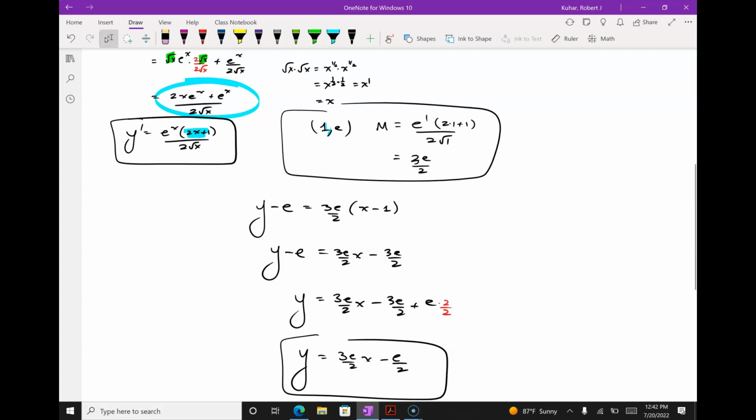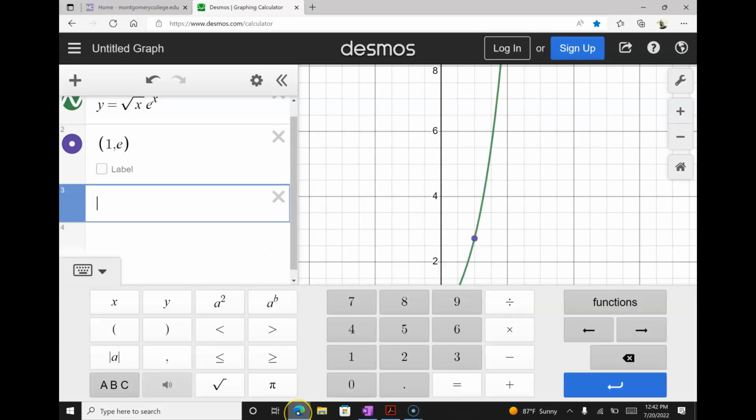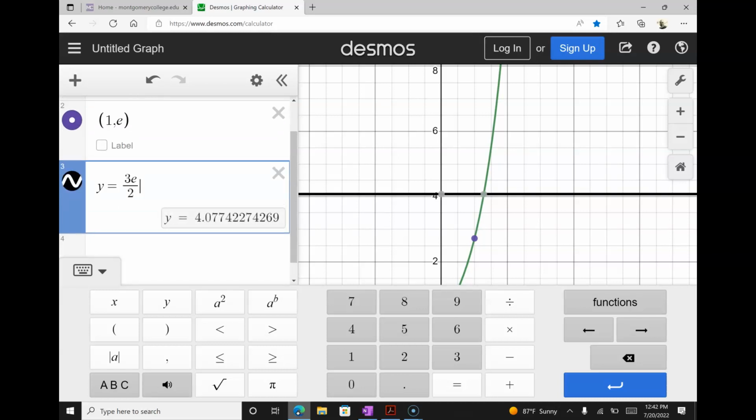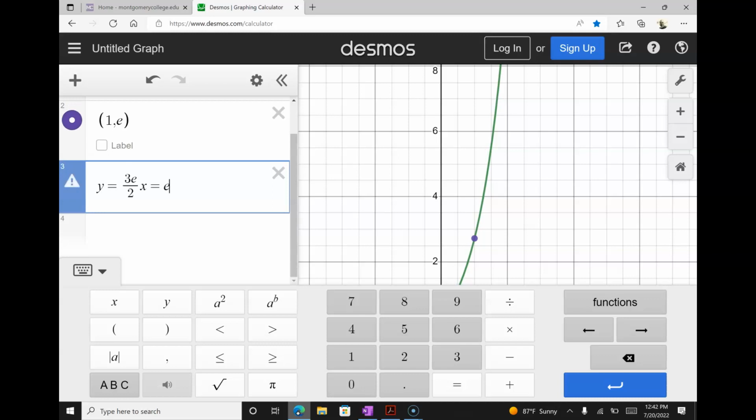Yep. Good, let's check this. So y equals 3e over 2 times x minus e over 2. Oop, minus e over 2. Boom.